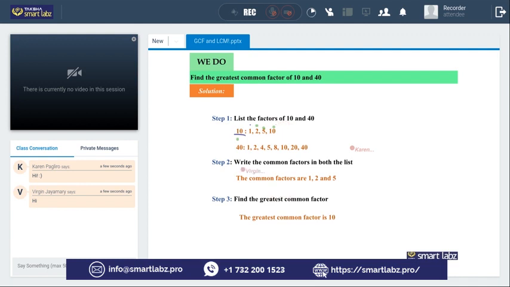Can you do the same thing for 40? See if you can figure out how they've got their multiples there. 1 times 40. Okay, and put a 2 dot over it. 2 times 20. Okay, you got it. 10 times 4. And 4 times 10. 5 times 8, actually. And 8 times 5. And here, you're going backwards now. 10 times 4, 20 times 2, and 40 times 1.